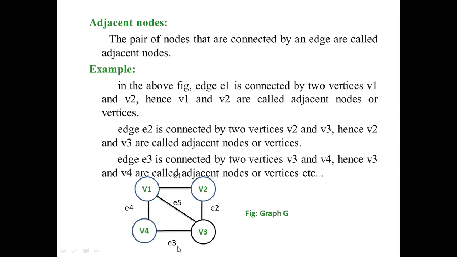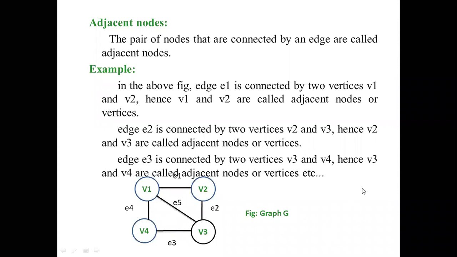E3 is connected by the two vertices V3 and V4. Hence V3 and V4 are called adjacent vertices. Similarly, E4 is connected by V4 and V1, so V4 and V1 are adjacent vertices. So the pair of vertices that are connected by an edge are called adjacent vertices.